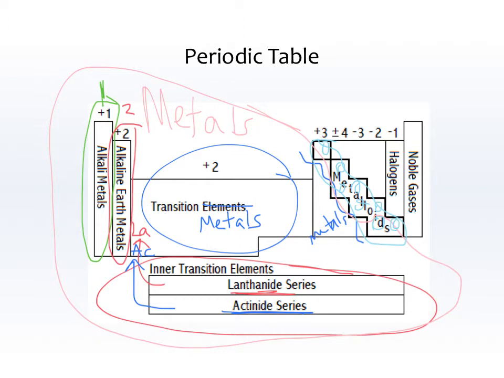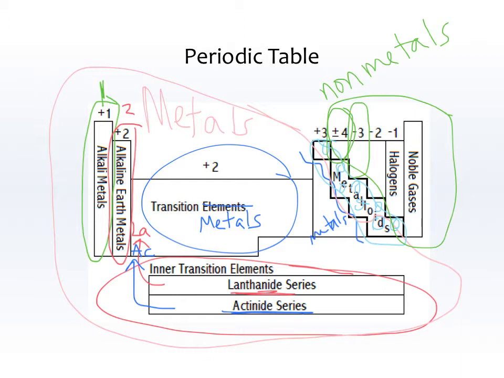Alright, then we've got over on the right-hand side, this is the nonmetals. These are all nonmetals. We have group 14, which can have a plus or a -4 charge, so carbon can go either way, although it's usually positive. Group 15 starts to be the negative charges. Group 15 would tend to gain 3 electrons instead of lose. Group 16 would tend to gain 2 electrons instead of lose.